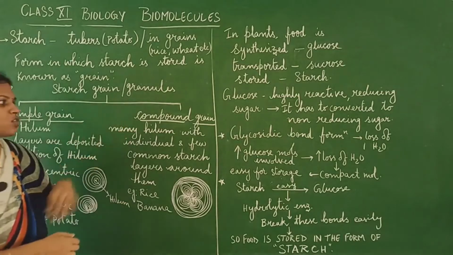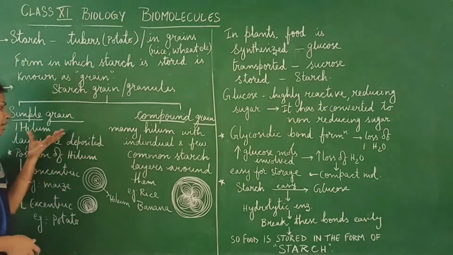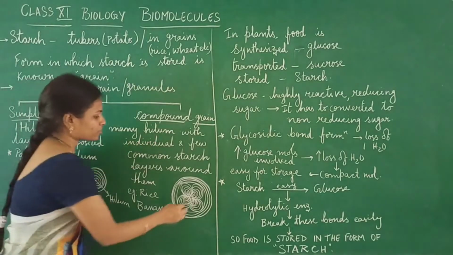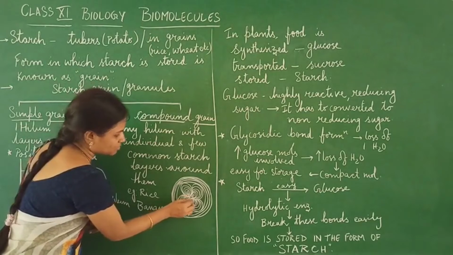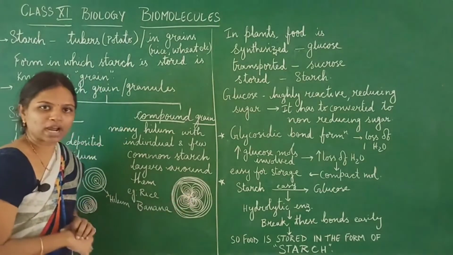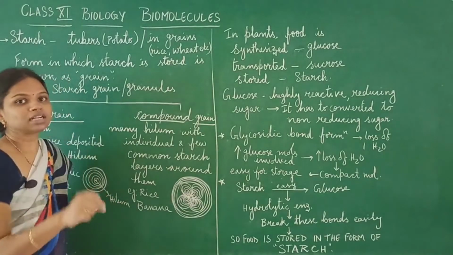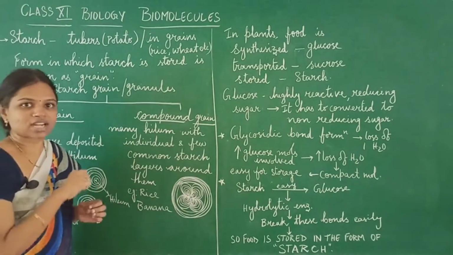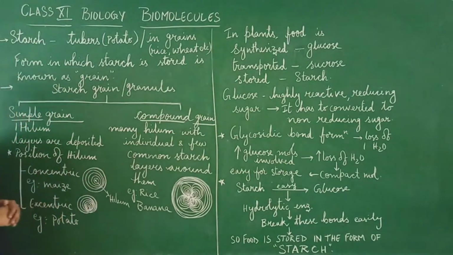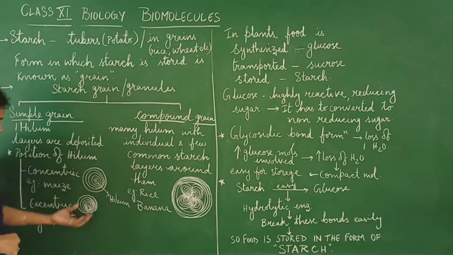Whereas in case of compound grains, we see many hilums. In simple grain, we see only one hilum, but in compound grains, we see many hilums. You see here, in this example we have around 4 hilums present. That is the point from where the starch starts its deposition as a layer. So these deposited layers are of different types.